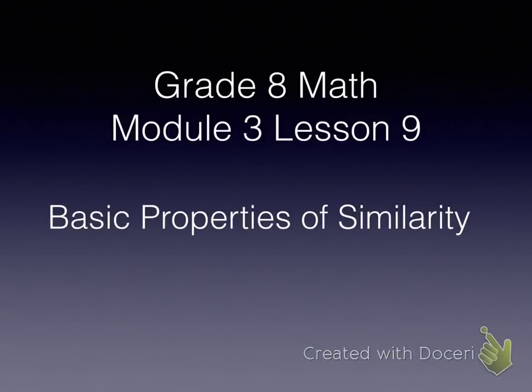Okay, this is lesson 9 of module 3, basic properties of similarity. This lesson is going to give us a chance to practice the definition of similarity that we explored in lesson 8. In order to show that two figures are similar, we need to use a dilation followed by a congruence. In other words, a sequence of rigid motions, or a congruence followed by a dilation. So we need a sequence of transformations that will map one figure onto the other exactly.